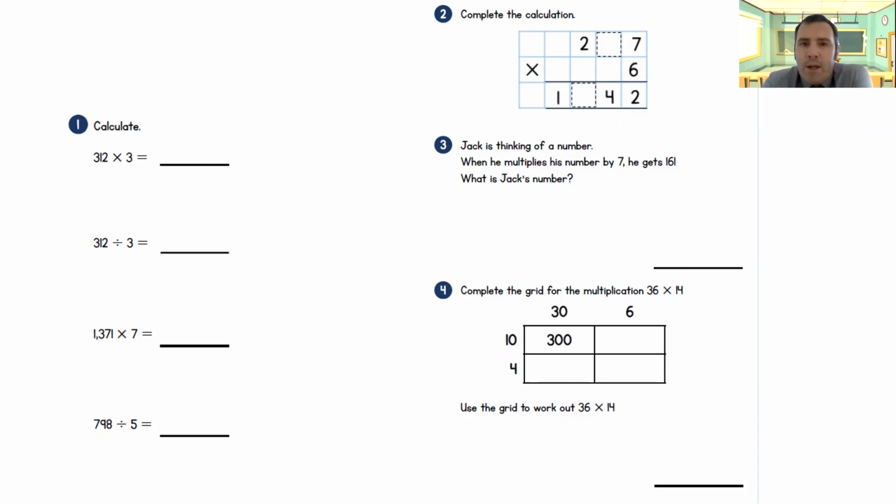Number 3, Jack is thinking of a number. When he multiplies a number by 7, he gets 161. What is Jack's number? Question 4: complete the grid for the multiplication 36 times 14. Use the grid to work it out. Pause the video here to complete this page.